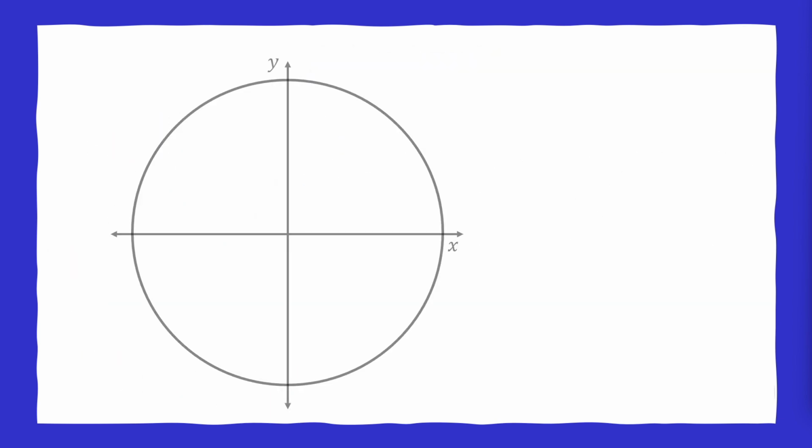The unit circle is a circle centered at the origin with a radius of 1. At 0 radians, or 0 degrees, the corresponding point on the unit circle is (1, 0). Now, let's consider pi over 6 radians, which is equivalent to 30 degrees.